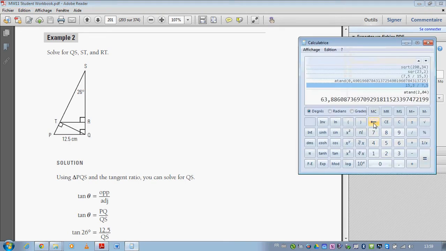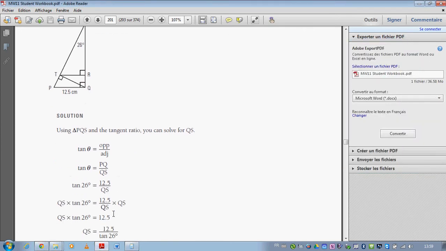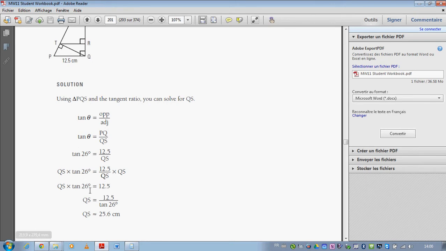Now, at this point, you do want to be manipulating formulas. Being able to manipulate this formula right here involves understanding that to get rid of dividing by QS, because this is 12.5 divided by the adjacent side, you've got to multiply both sides by QS, and that's what they do over here. Now that you've done that, you want to isolate QS so that it's on one side of the equation by itself. The way you do that is you do the opposite operation of multiplying by tangent of 26. The opposite operation of that is dividing by tangent of 26. So you would divide both sides by the tangent of 26, as that is the opposite operation of multiplying by tangent 26. So you end up with this little equation right here.